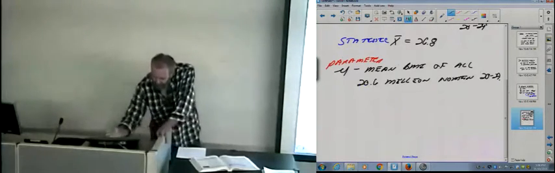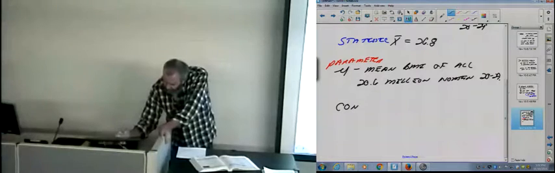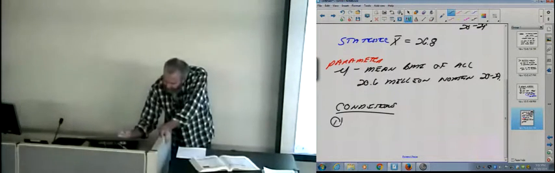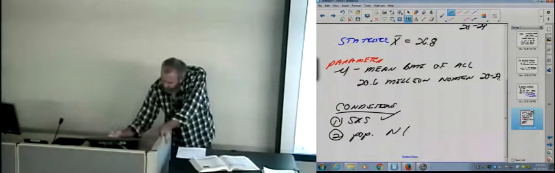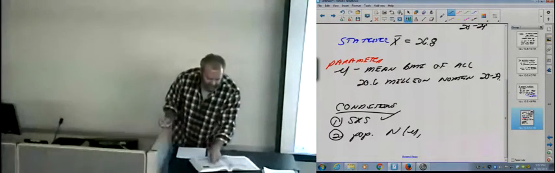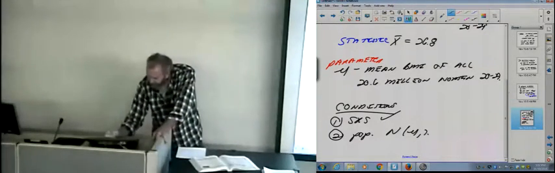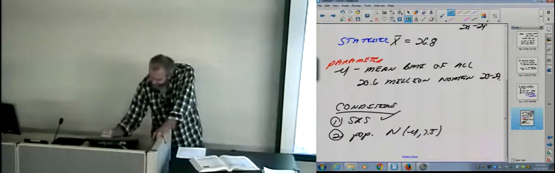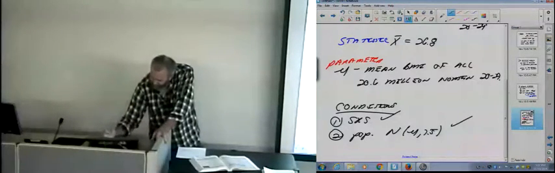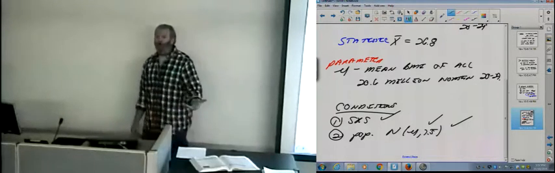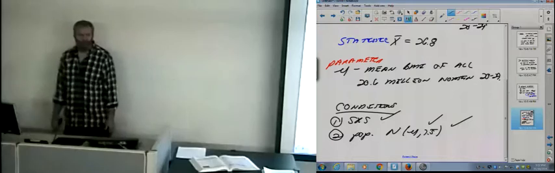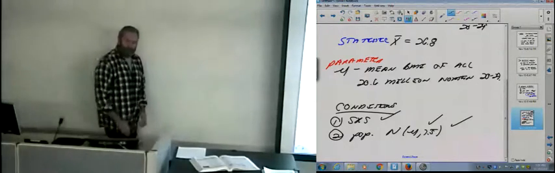Okay, here's the deal. Conditions. Those simple conditions. They're telling me simple random sample. That's a check. Two, they're telling me the population distribution is normal, unknown mean, and the standard deviation is 7.5. That's a check. And you see this part right here? That's sigma, 7.5. Remember, you don't know mu, but you know sigma. That's your number 3. The simple conditions here are met.